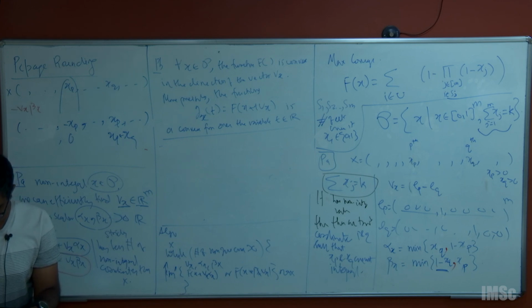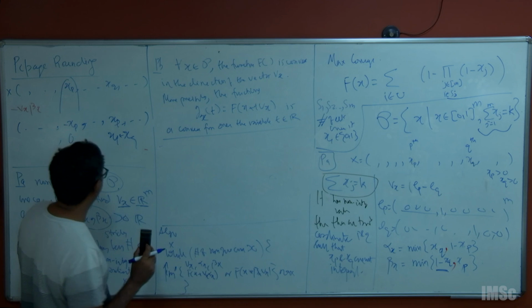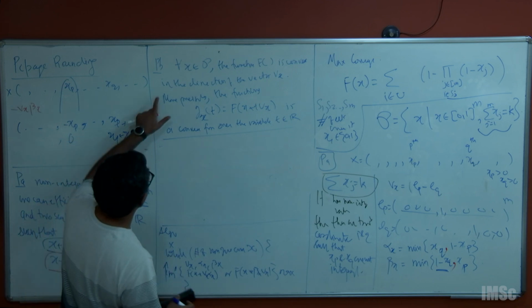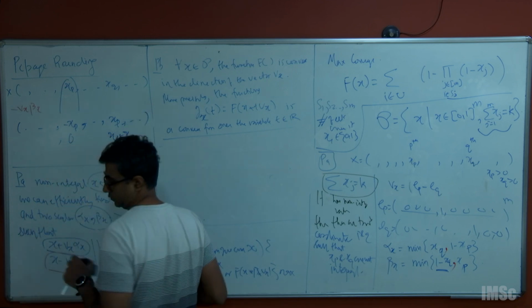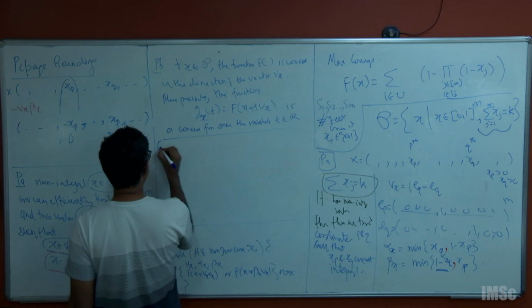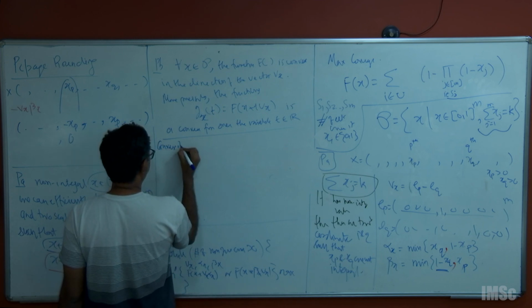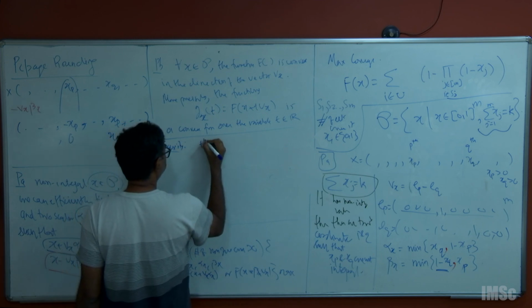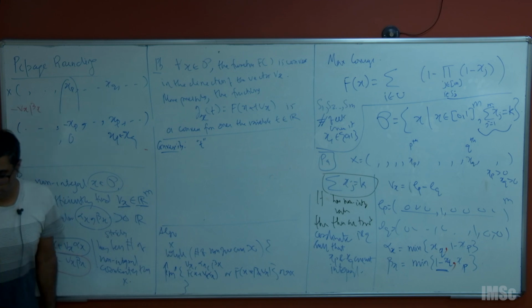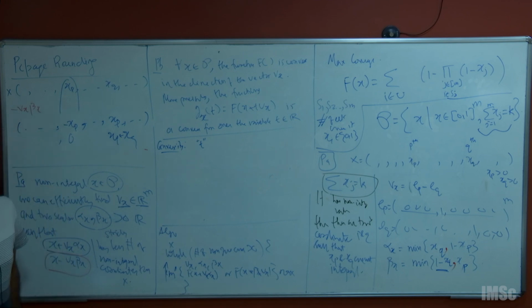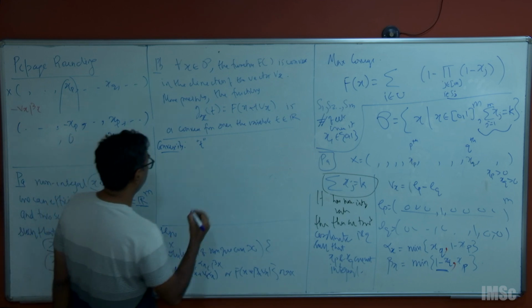Is that fine? Okay. Now we need to establish property PB, convexity. Right? We need to show convexity in terms of T. So, okay. So what do we have to show?